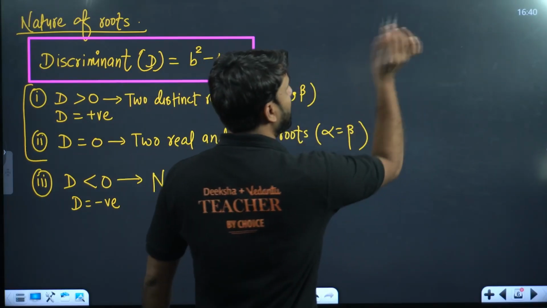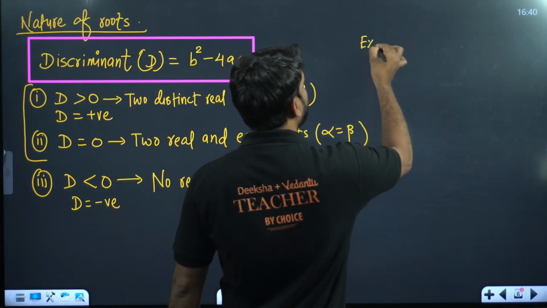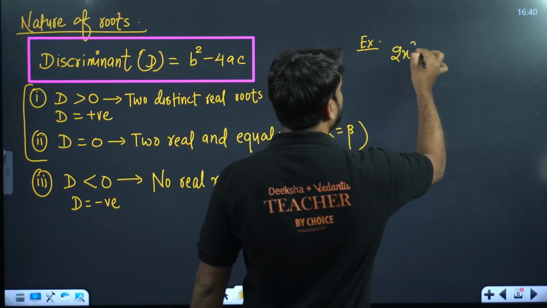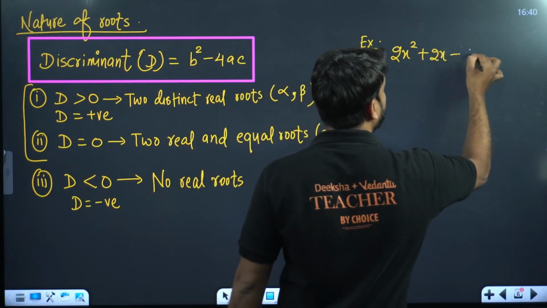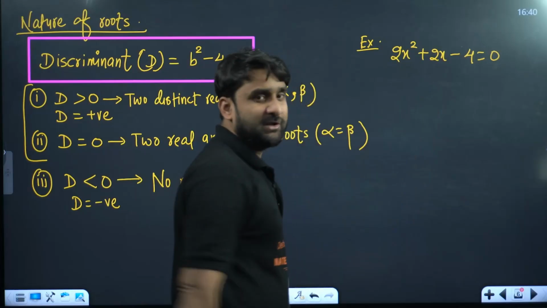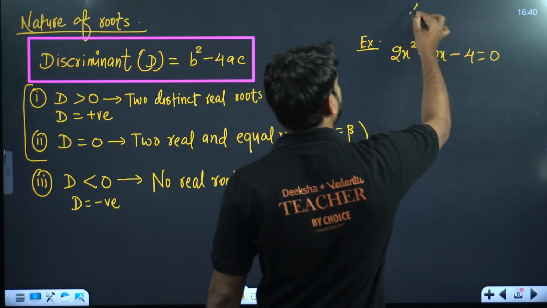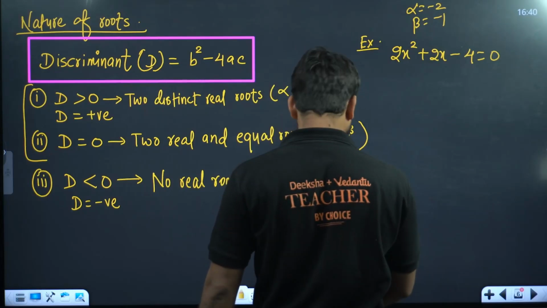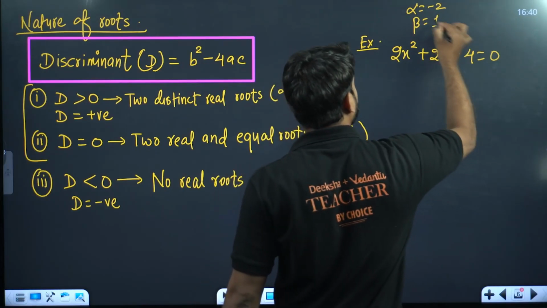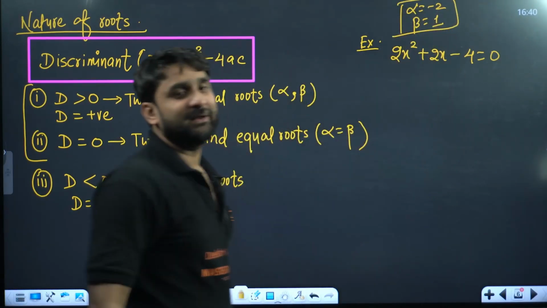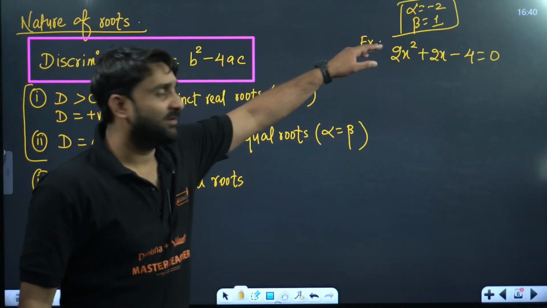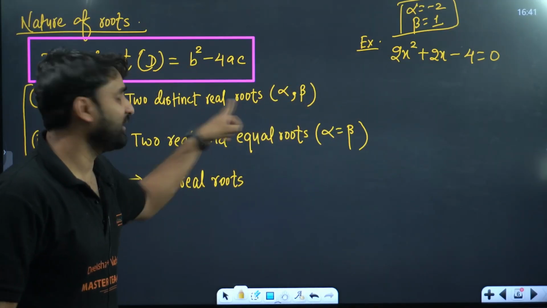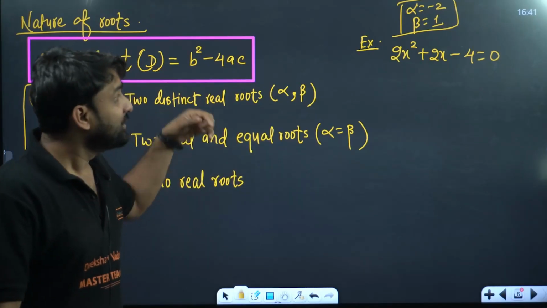If you remember the previous question that we solved, the question was 2x square plus 2x minus 4 equals to 0. This was the quadratic equation. And what was the value of alpha? Alpha was minus 2 and beta was plus 1. So you can see alpha is minus 2 and beta is 1. So both are different from each other. So this condition is there: two distinct real roots. Distinct means different.